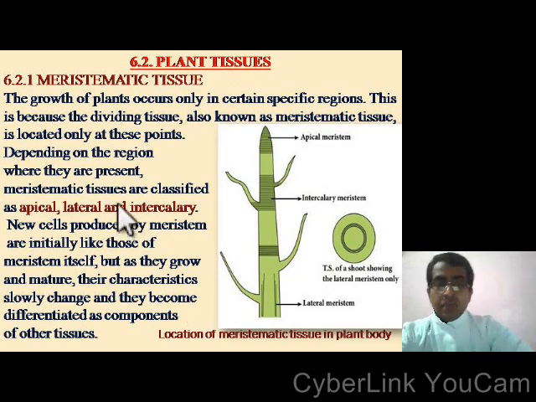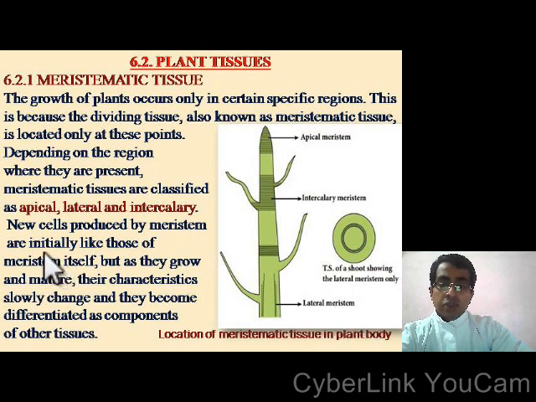Let us see the plant tissues, the meristematic tissues. We know the growth of plants occurs only in certain specific regions. This is because the dividing tissue, also known as meristematic tissue, is located only at these points. Depending on the region where they are present, meristematic tissues are classified as apical meristem, lateral meristem, and intercalary meristem. You can see the diagram: apical meristem, intercalary meristem, lateral meristem.